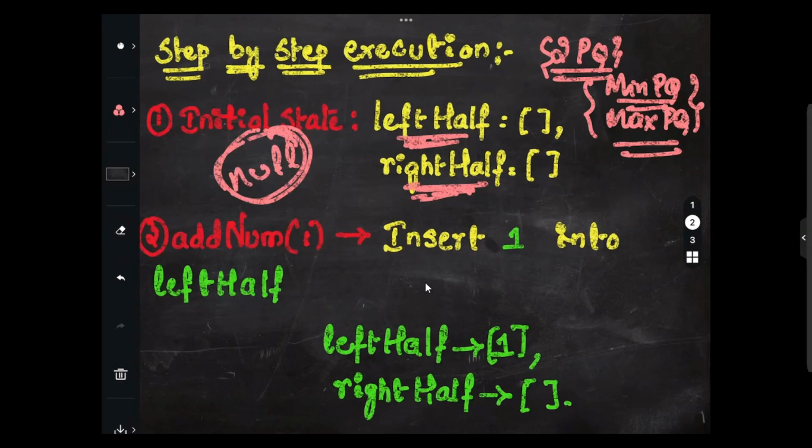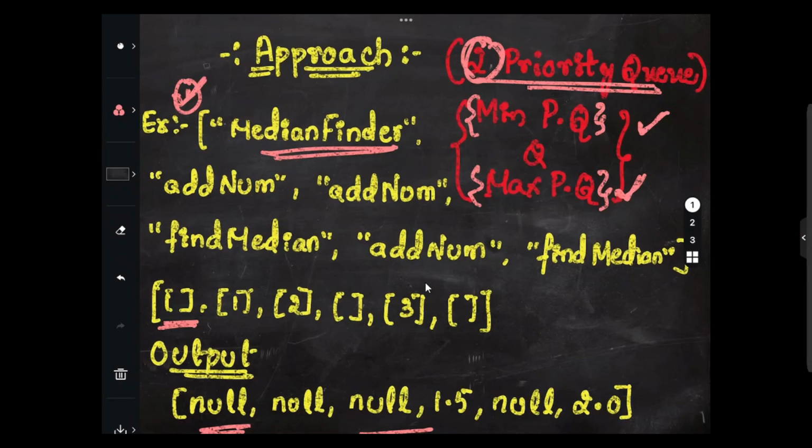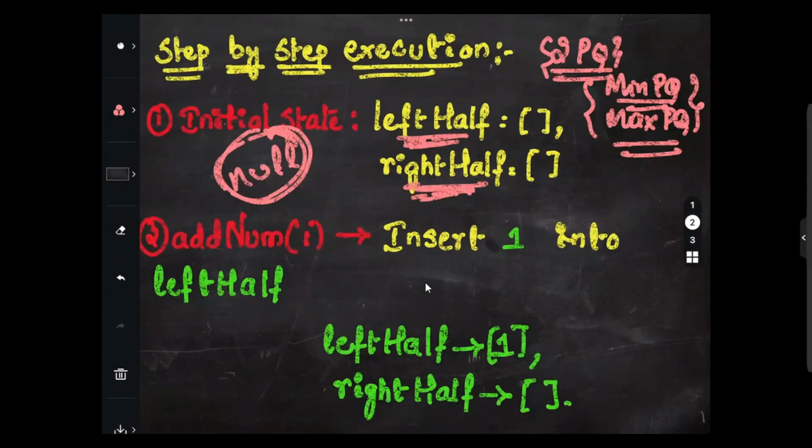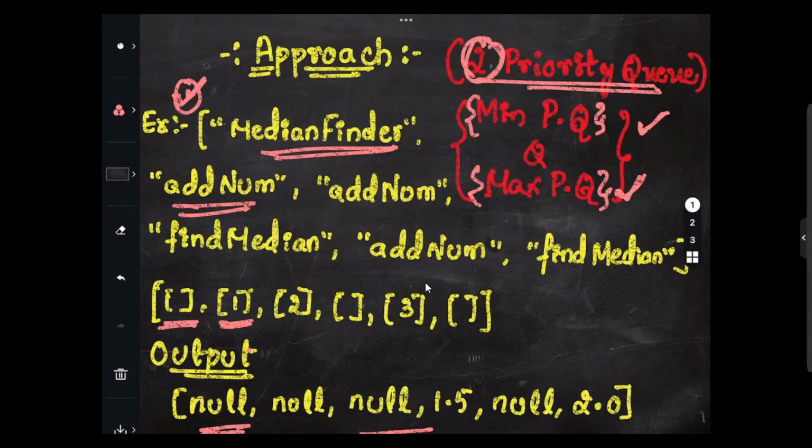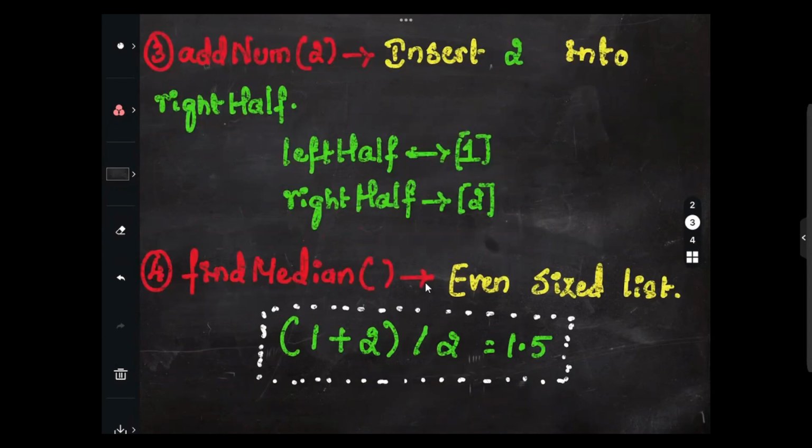Let's move on to the next one, add num of 1. Here we are inserting 1 into the left half. Now the left half becomes 1, and the right half remains the same, empty, right? So we have inserted 1 into the left half. The return value of add num is still null. We have to return null in this case. This is fine. Let's move on to the next step.